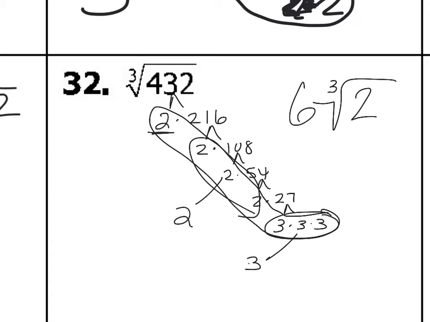So let's check our answer. 6 to the 3rd power times 2 equals, so 6 to the 3rd power is 216 times 2 is 432. So we're good.